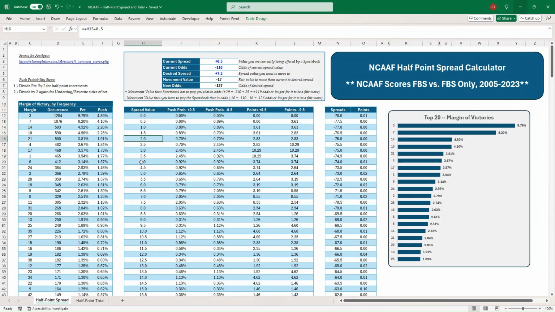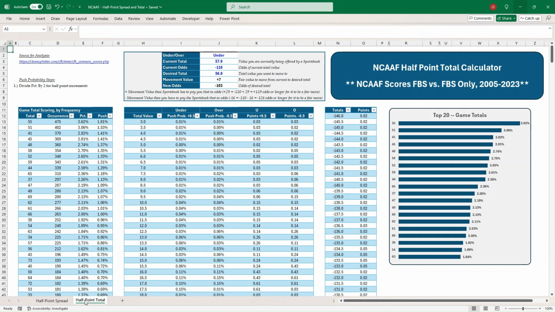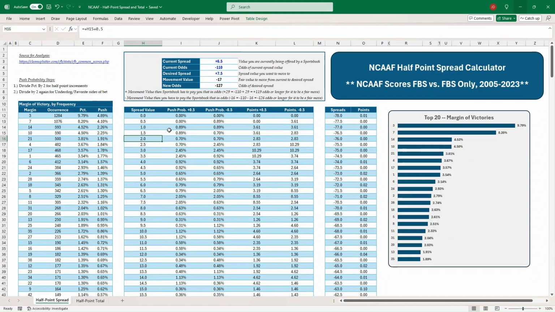In this video, I'm going to walk through how to use this 100% free half-point spread and total calculator for college football.